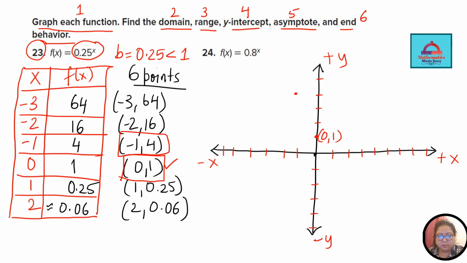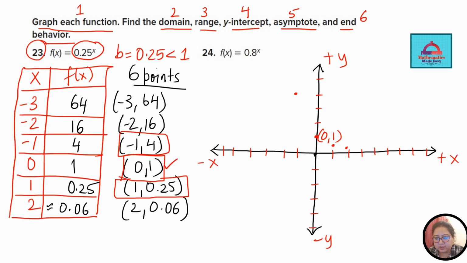Similarly, let's do one more point. I'm taking 1, 0.24. So x is 1, y is 0.24. So it's going to be this point. In a similar way, you draw all the points. So this is 2, this. So it will be more below.